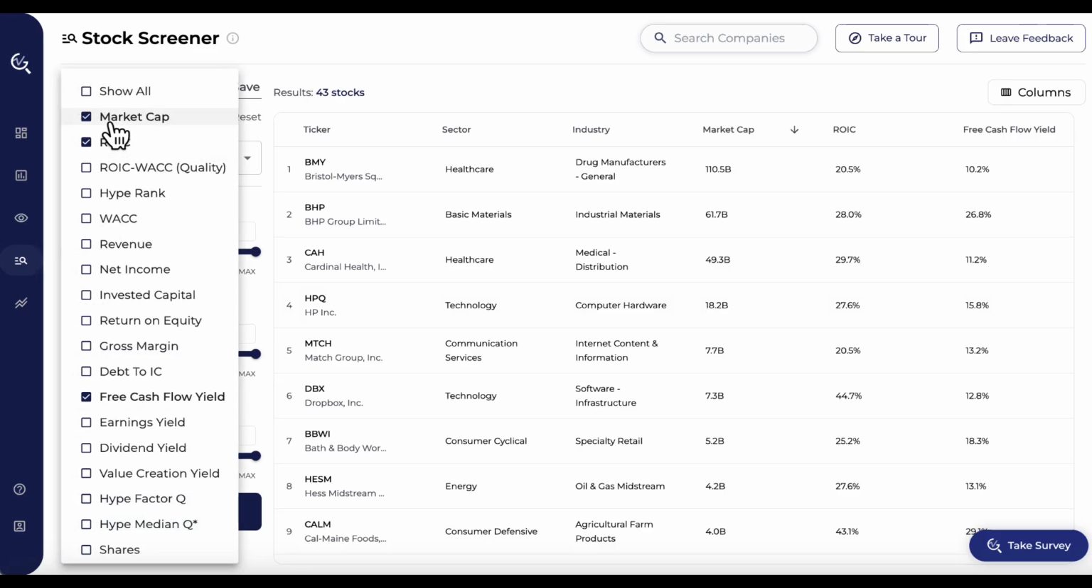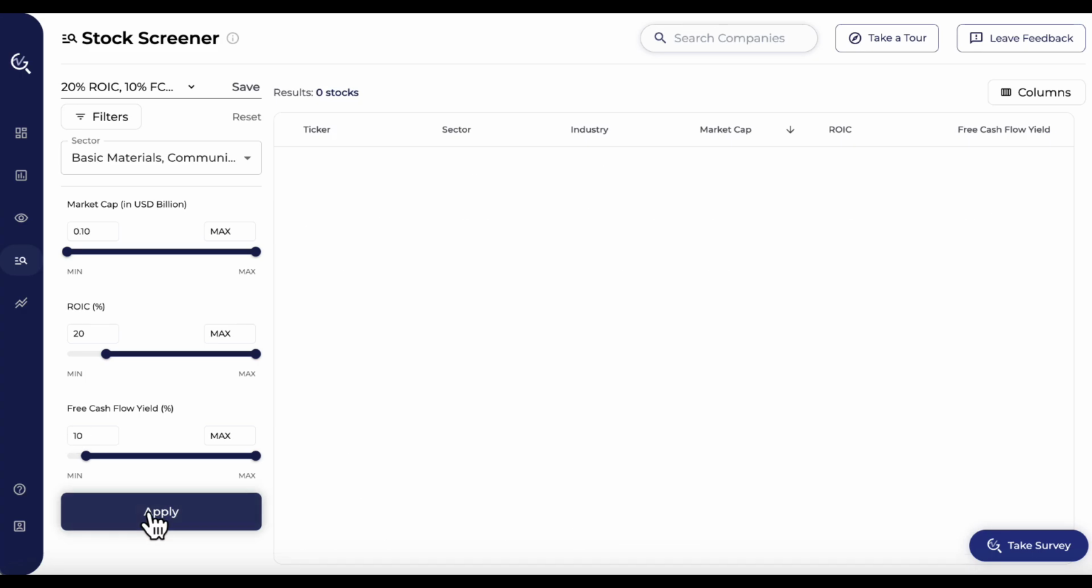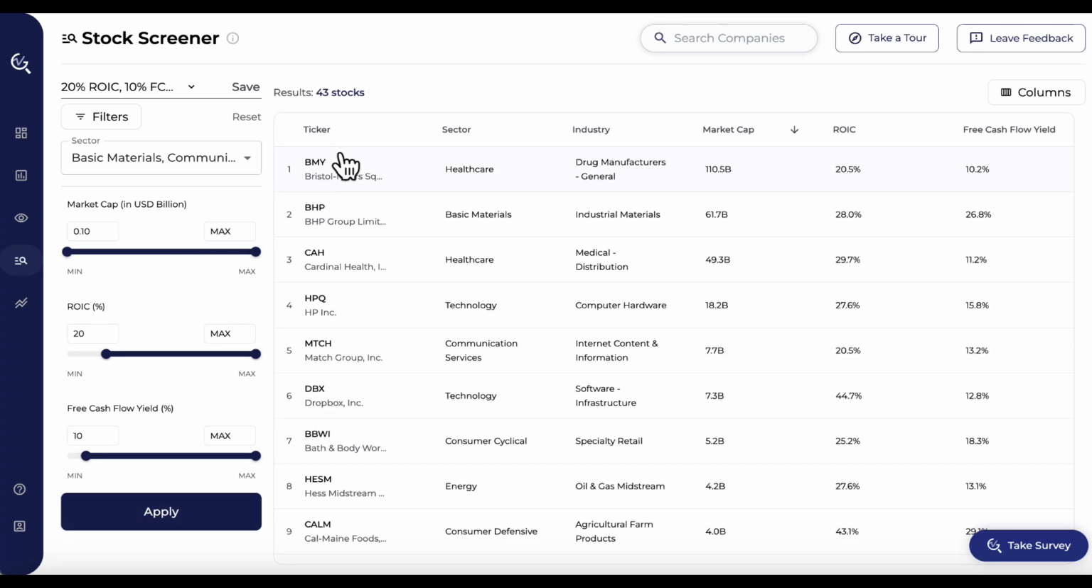We can come over here to the filters, look at these different parameters that we can filter by. So in this case, let's take a look at ROIC and free cash flow yield. ROIC is a key quality metric. We can look for high quality businesses. And we can take market cap again using that filter, let's say above 0.1 billion. So again, 100 million. ROIC above 20%. We can adjust this range here. Free cash flow yield above 10%. So we click apply. See 43 companies here that satisfy those metrics.